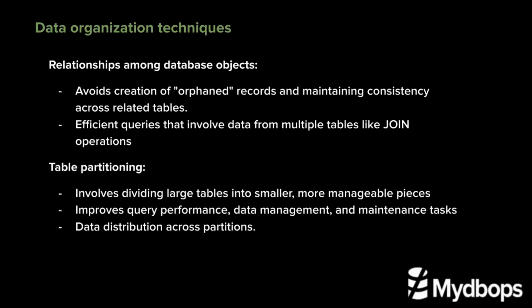Then we have relationships among the DB objects. Having relationships among tables avoids the creation of orphan rows that in the database do not have any reference. This is again very important to maintain the consistency of the data across the tables. For example, if data deletion is happening in the child table but the record is still being used by the parent, the DB engine cancels the deletion and throws an error. With this we also get efficient query executions that involve multiple tables, like the join operation.